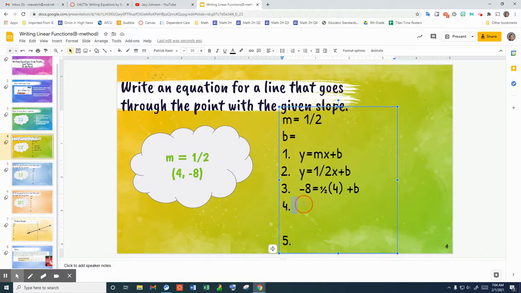4 is actually solving for it, so we're going to take 1/2 of 4, which is 2, and then we're going to move that 2 over to the other side. So we should do that by subtracting 2, so I'm going to get -8 minus 2 is equal to -10, which is our b value here. Now that I have our b value of -10, I can write the equation y is equal to 1/2 x minus 10, and that is our answer.